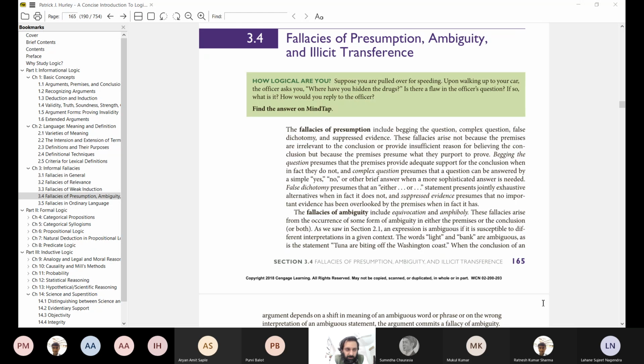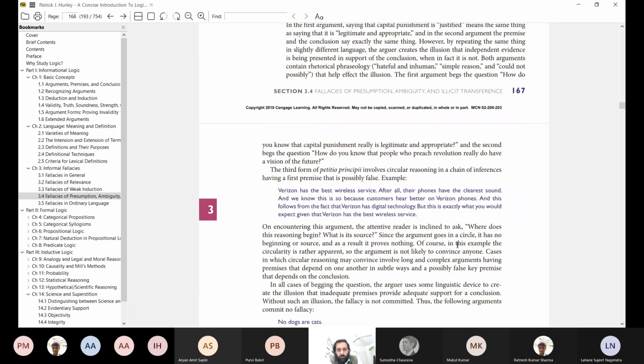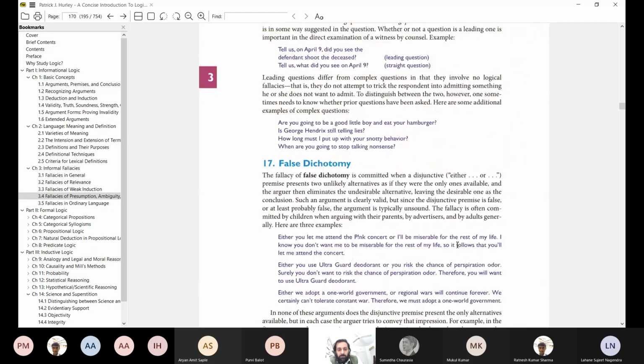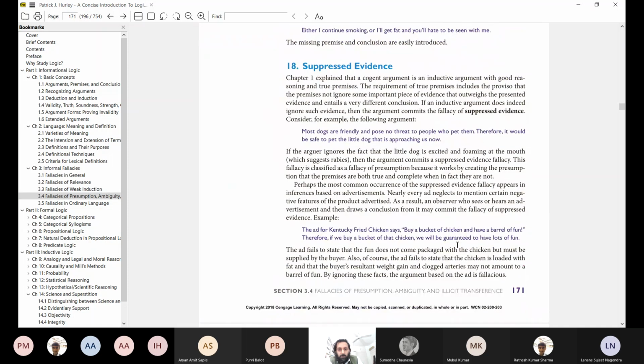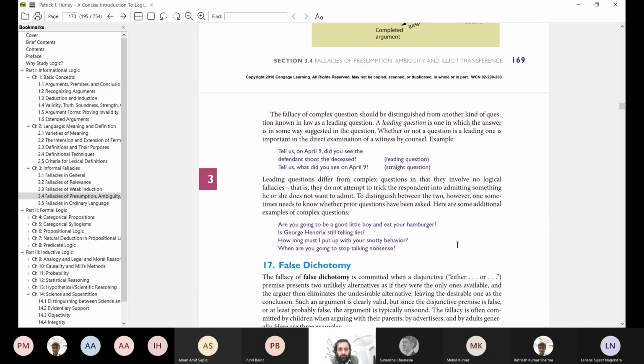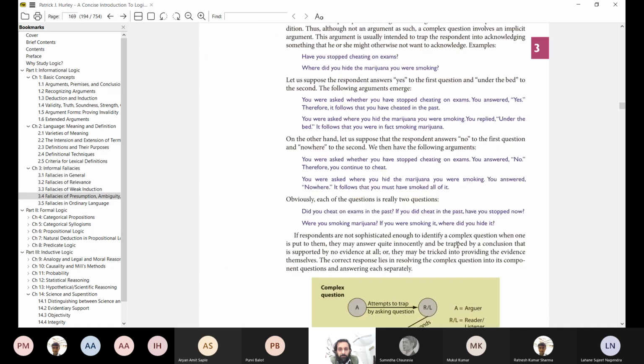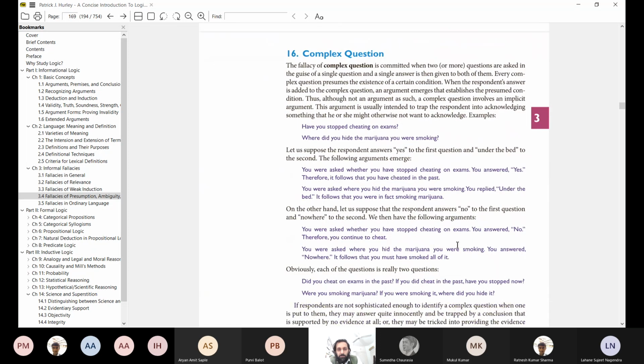It's reasonable to call it a fallacy of presumption. The person you're arguing with is making a presumption that you actually want to reject. Let's maybe just look at this particular example to see what Hurley has to say. This is an example of a complex question.